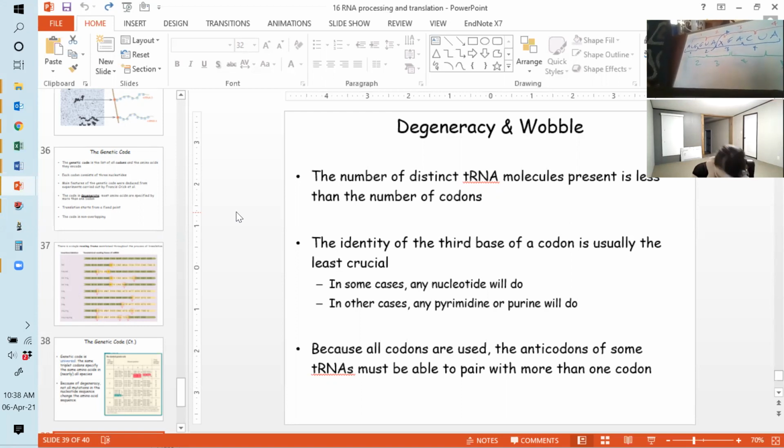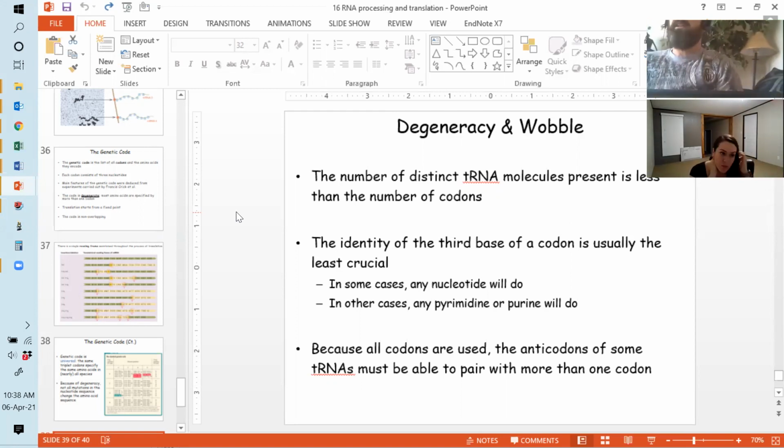And frame shift mutations are really damaging. It's all right. Because almost always, if I'd been clever, I would have included a stop codon out of frame in there. But almost always you will find a stop codon in one of the other frames.